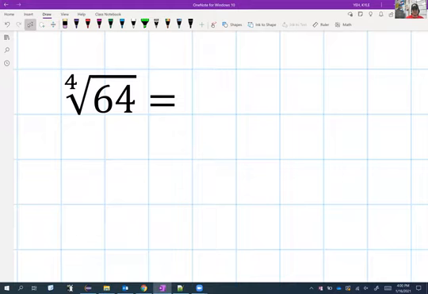Try this problem real quick. Pause the video, try this problem, break down 64, and look for groups of 4. All right? Once you are done, go ahead and unpause the video and see if your result matches mine.